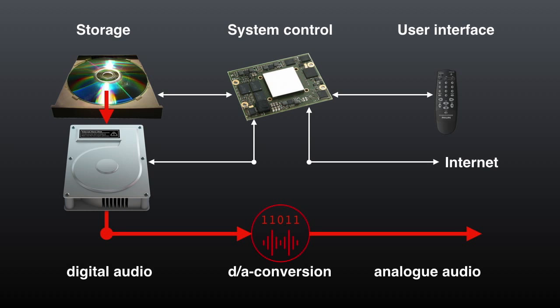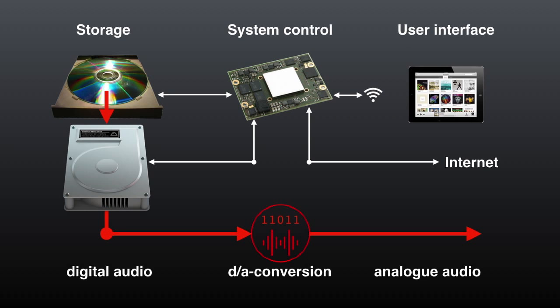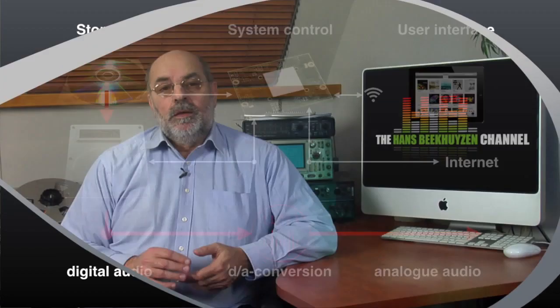On the internet, the player can find all information about most CDs and automatically add that information, the so-called metadata, to the files. And since the player is connected to the home network, you can use a smartphone or tablet with a dedicated app to name the albums that are not found on the web and browse the hard disk to select music to play.